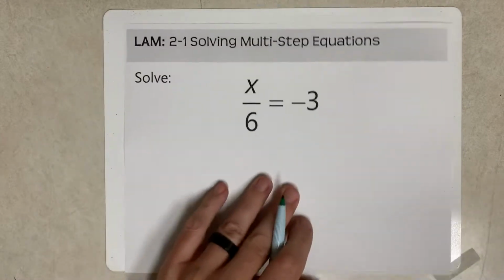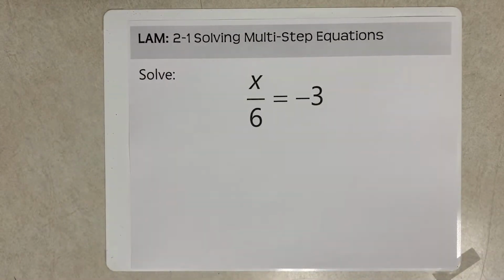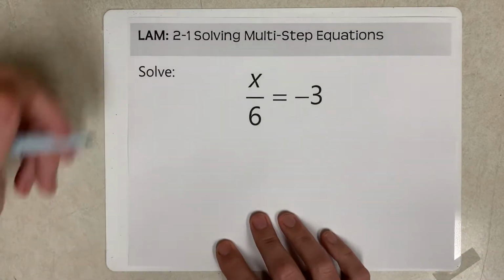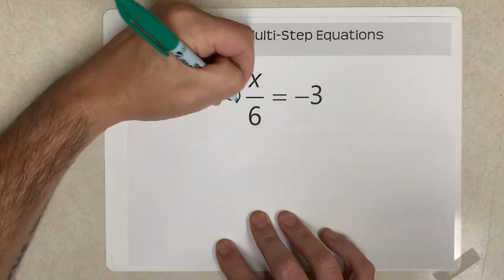Do the opposite operation. Okay, this time we have a 6 down below, so we need to get rid of that 6 by multiplying both sides by 6.